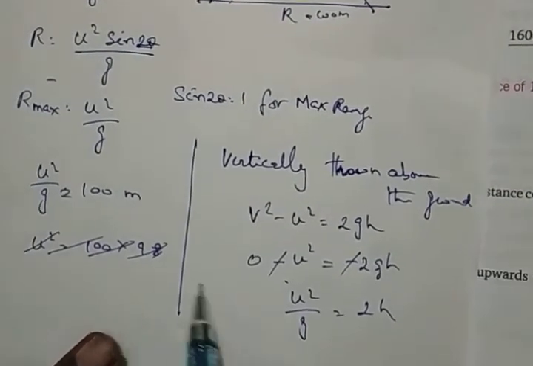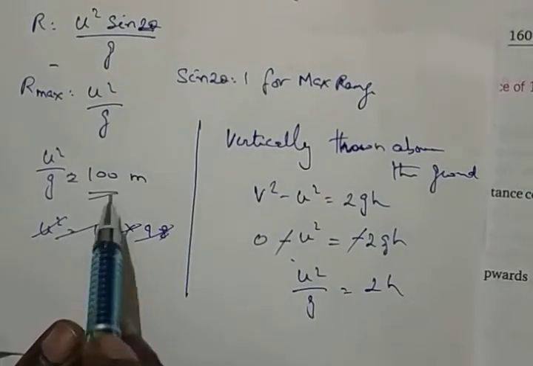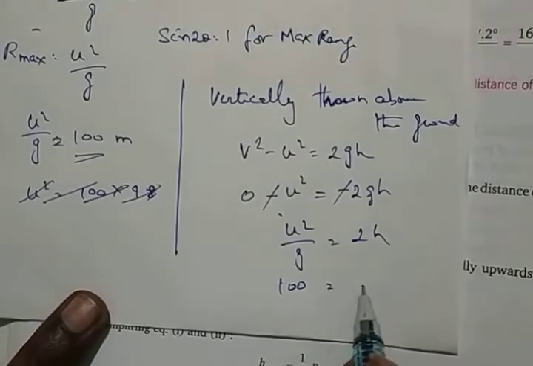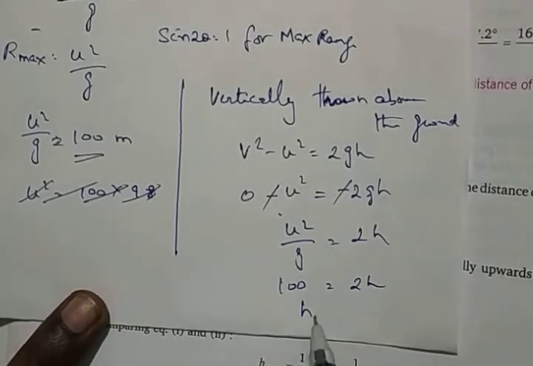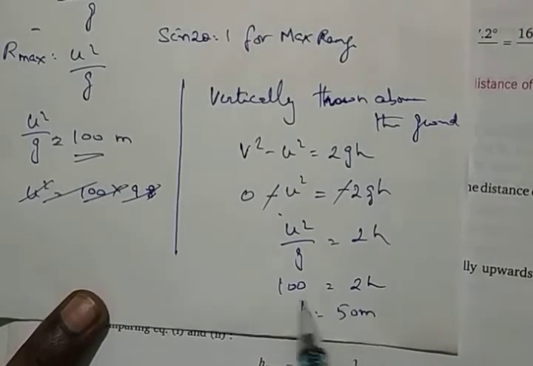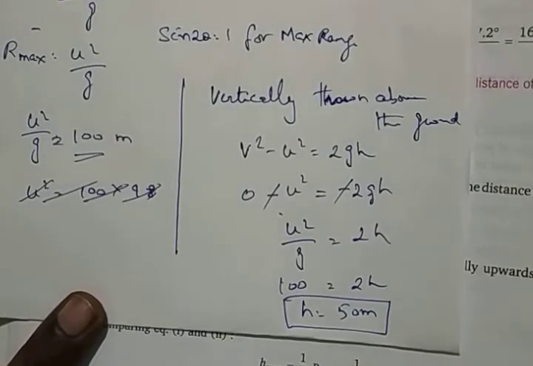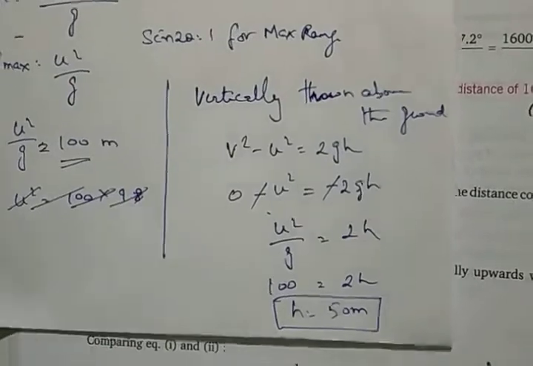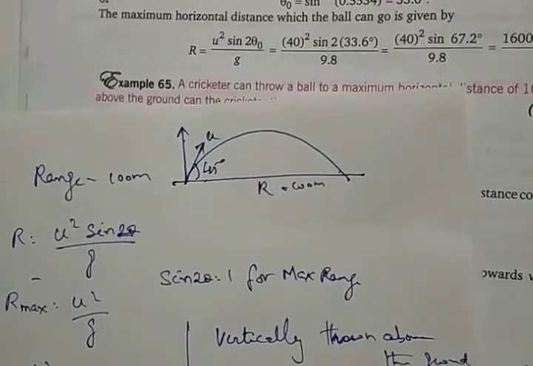Now what is u square upon g? That's 100 here. So put this value here. 100 is equal to 2h. So height is going to be equal to 50 meters. So how much high will it go? Only 50 meters. Now it gives a very, very important conclusion here.